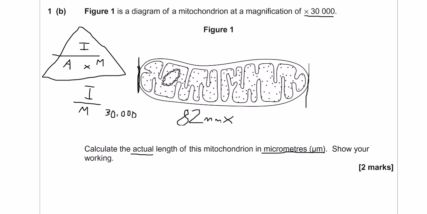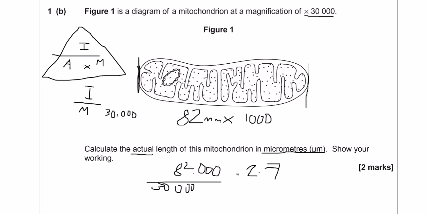Okay, so I want to convert it into micrometers, so I times it by 1,000. And so now I can work out the answer, which is basically 82,000 divided by 30,000. In this case, what I get is 2.73, which actually, as I look at the mark scheme, it's incorrect. Oh dear, I've not measured it correctly. I think that therefore is 83 millimeters.